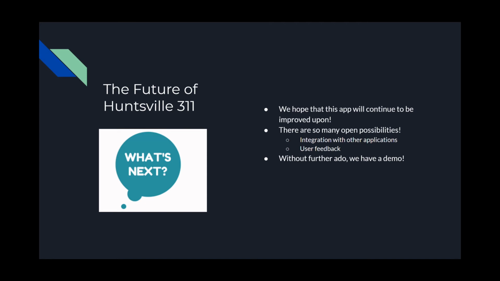This includes integration with other applications, and this can include anything from integrating Facebook in a more meaningful way or integrating the Huntsville CityWorks backend system. One other thing that we can pay attention to is the user feedback from the app once we've published it. Using the user feedback, we can always make new features, we can make new things that the residents would want to see, and this can help us fine-tune our app even more to what we want to accomplish with it.